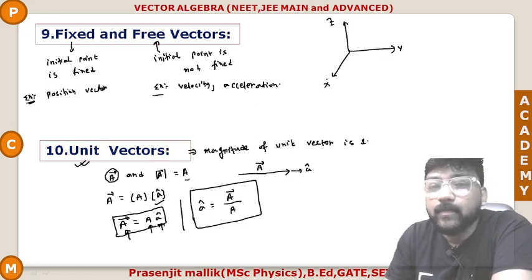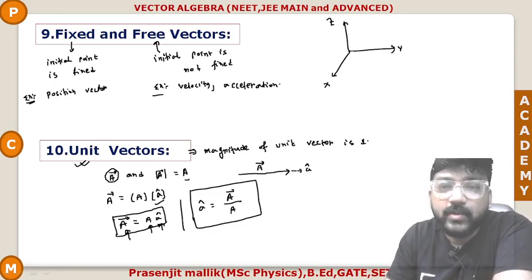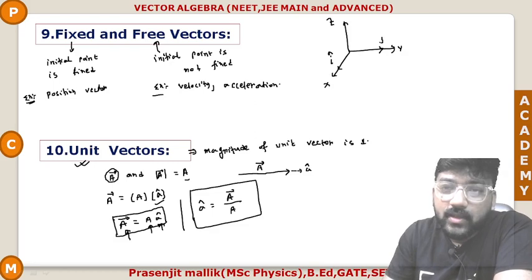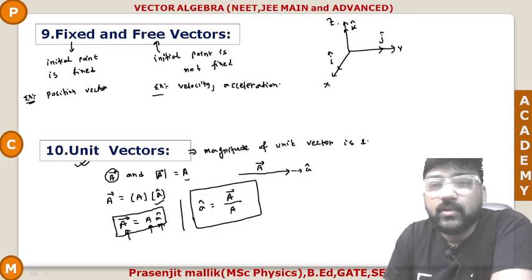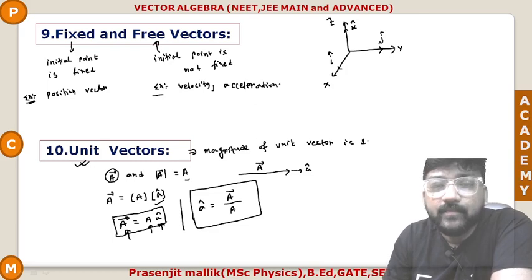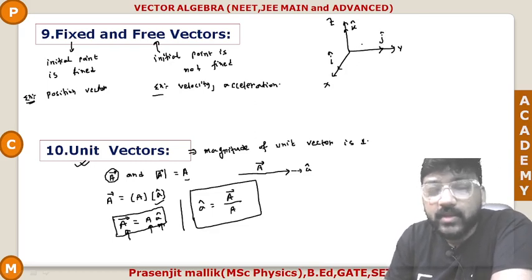But if you want to write a vector quantity, if you want to give the direction of a vector quantity along the x-axis, then you have to multiply with i cap. So i cap is the popularly known unit vector along the x-axis. Similarly, j cap is the popularly known unit vector along the y-axis, and k cap is popularly known as the unit vector along the z-axis. So these i, j, k are sometimes called triads, but this is very important.